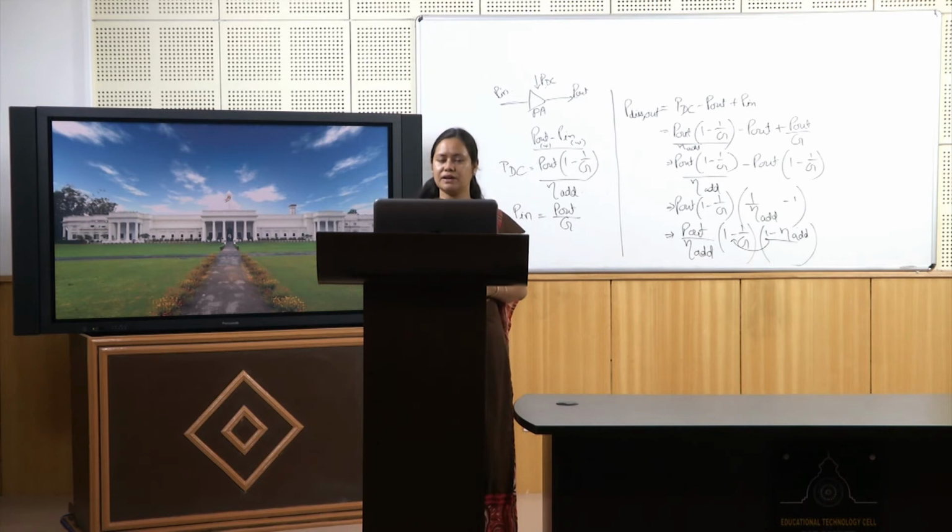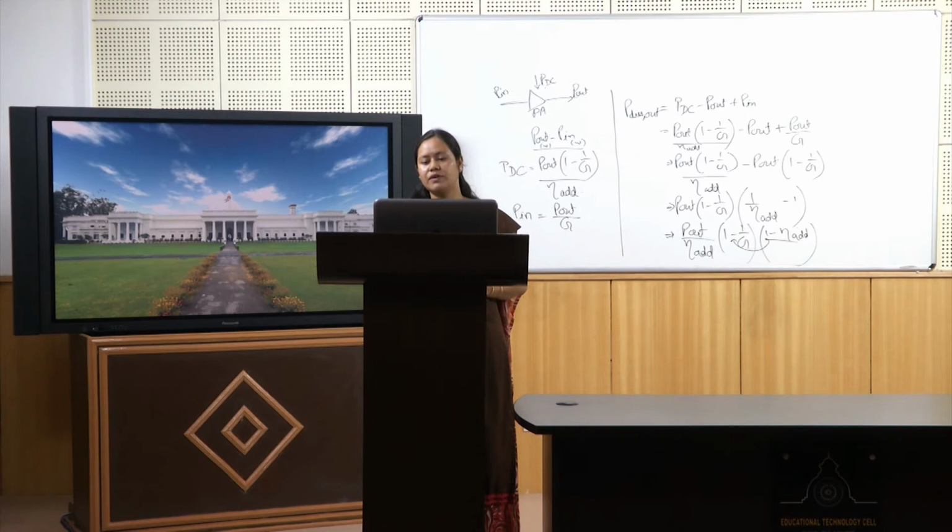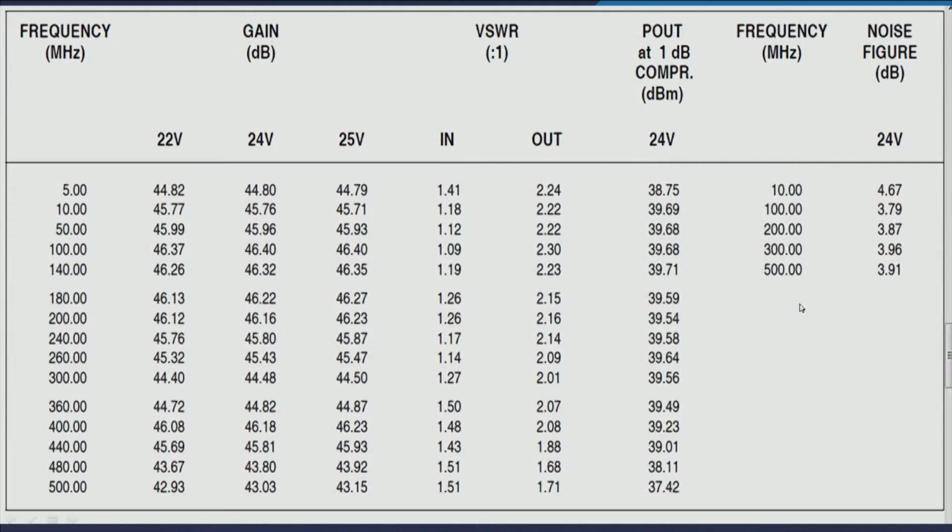Now as I said, initially they have provided typical values, but with respect to frequency and with respect to the applied voltage at the drain, they might change. So they are giving this data also so that we can select for a particular frequency, and correspondingly we can do our calculations. Also they provide the noise figure deviation with respect to different frequencies.